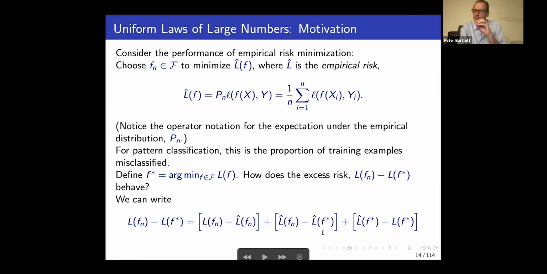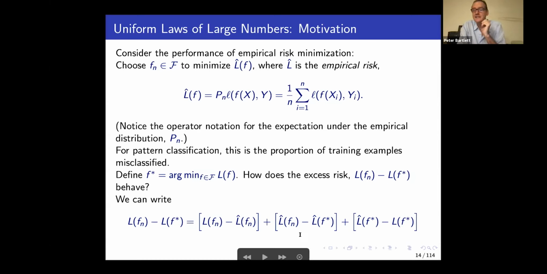I subtract off the empirical risk of the optimal function, F star, and add it back in, and then I'm looking at minus the risk of F star. I've just rewritten this thing, but split it into 3 pieces.